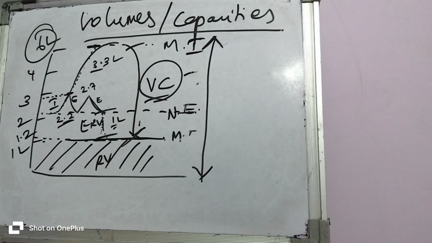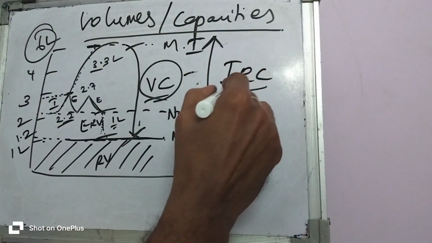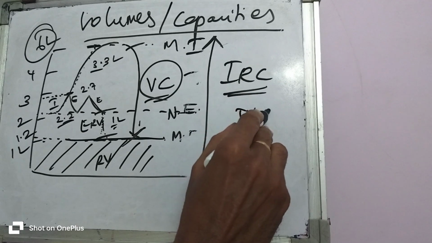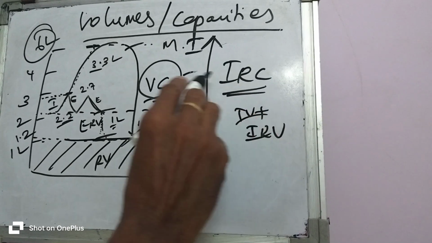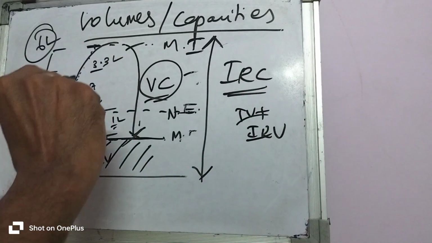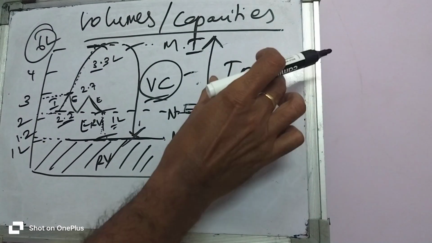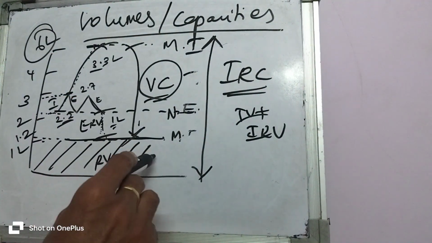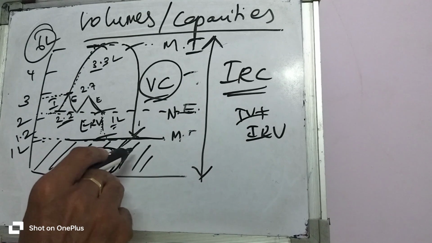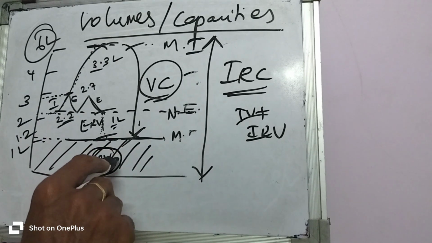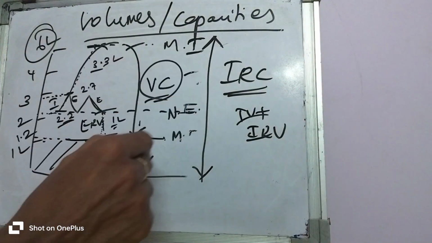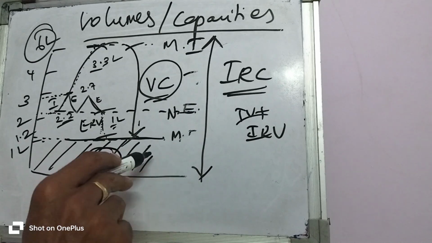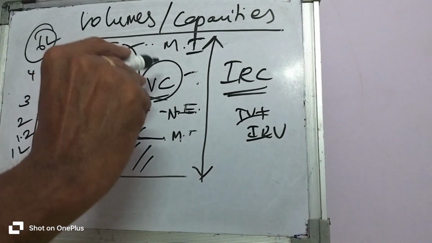Next one is inspiratory capacity. This is nothing but the tidal volume plus inspiratory reserve volume. It is the maximum amount of air that can be inspired. So from this value to this value is taken as inspiratory capacity. These volumes are recorded by a spirogram, and the spirometer cannot measure the residual volume. So the total lung capacity cannot be measured by the spirometer. And this record, we call it a spirogram.